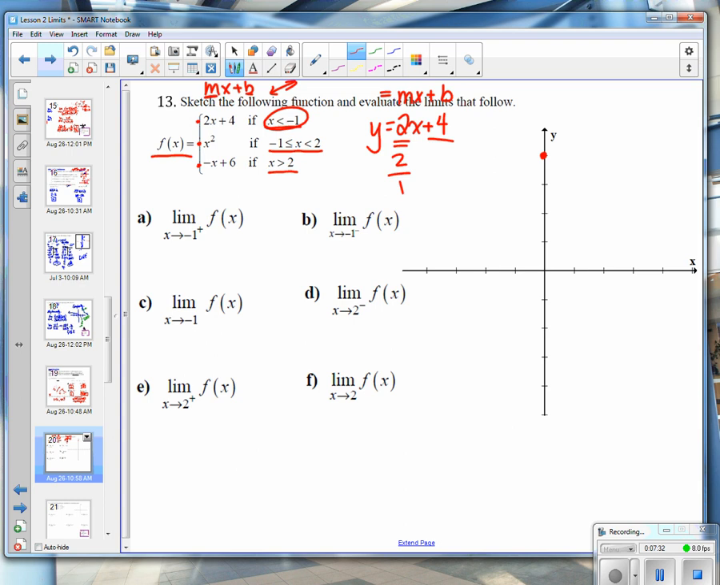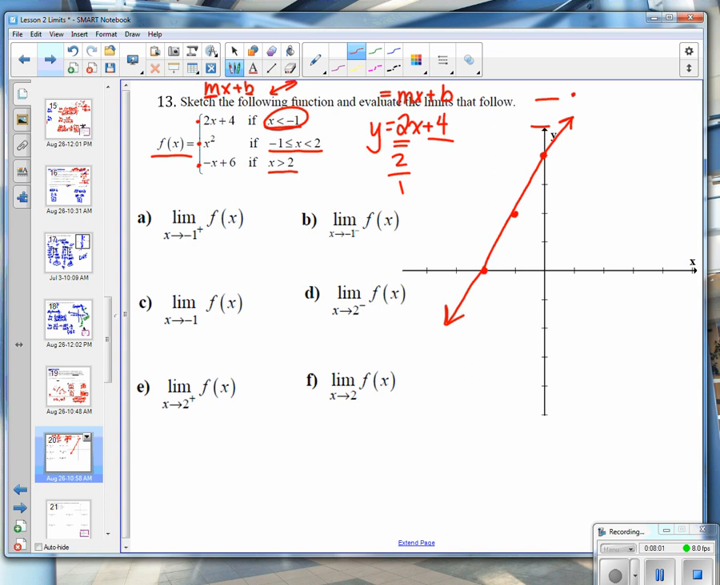Now, obviously, I don't want to go up 2 and over 1 because that's going to take me right off my graph. So maybe I can go down 2 and back 1. So down 2, back 1, I know I'm going to have a point right about here. Down 2, back 1, I'm going to have another point right about here. Now, this is all good. And again, you could basically draw these lines and connect them. Don't do this, by the way. Just wait.